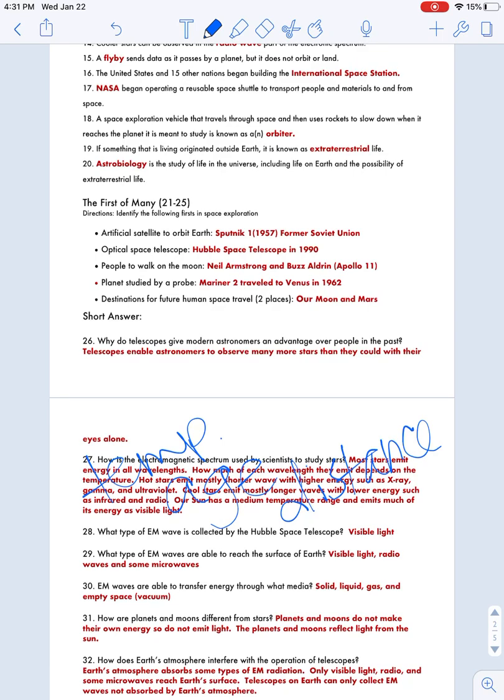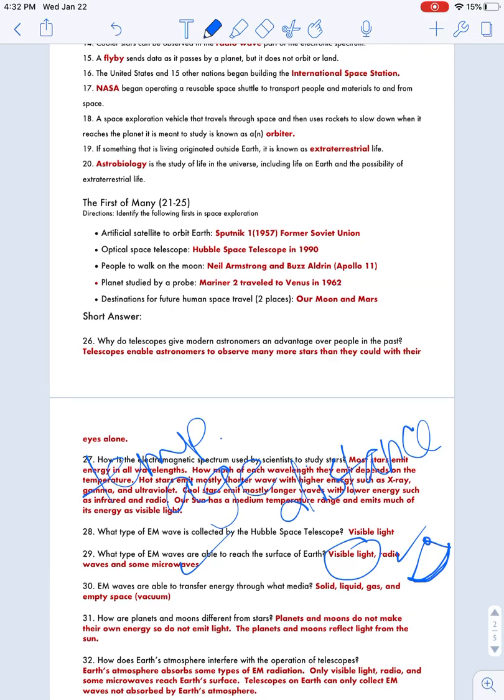The type of EM wave that's collected by the Hubble Space Telescope, I mentioned earlier, that's visible light. That Hubble Space Telescope was that first optical space telescope, still in use today. It was launched in 1990. The electromagnetic waves that are able to reach the surface of the Earth, we know we have visible light, radio waves, and some microwaves. This visible light was with the refracting and reflecting Earth-based telescopes, and then the radio and some microwave would be those satellite dish with the antenna there out in the desert.